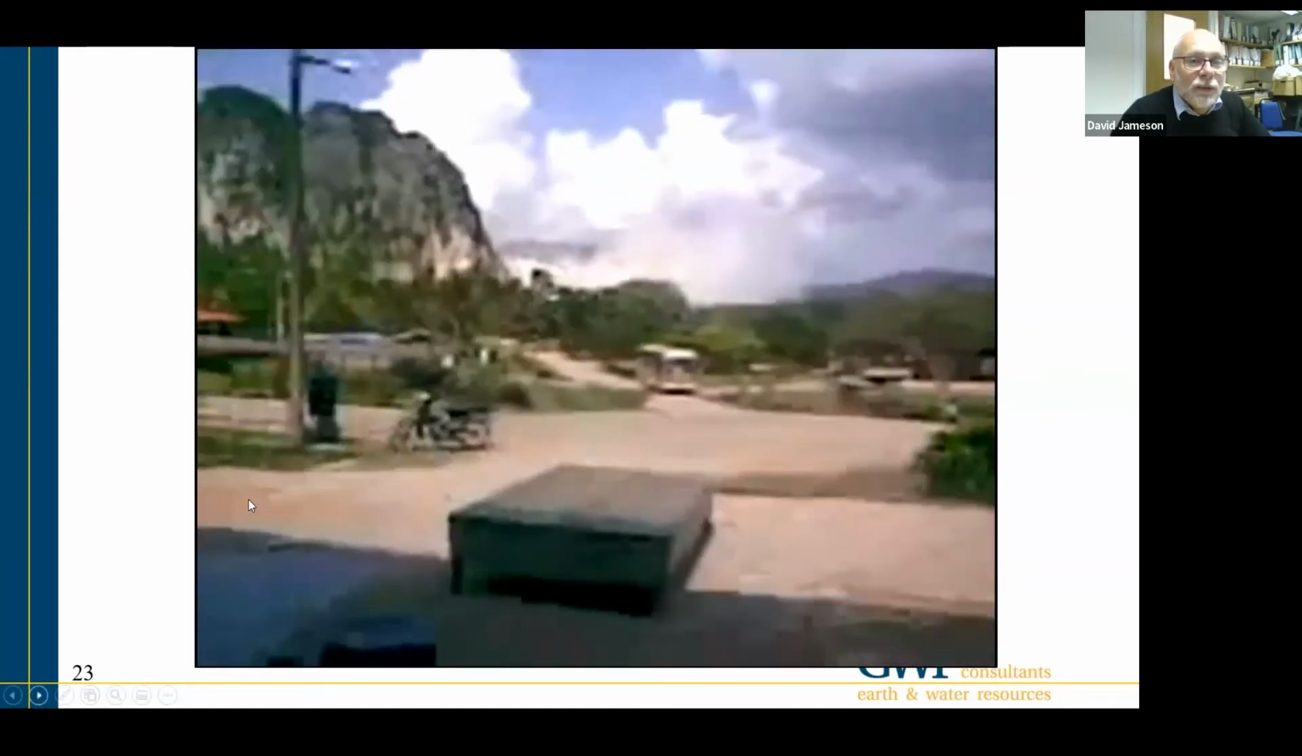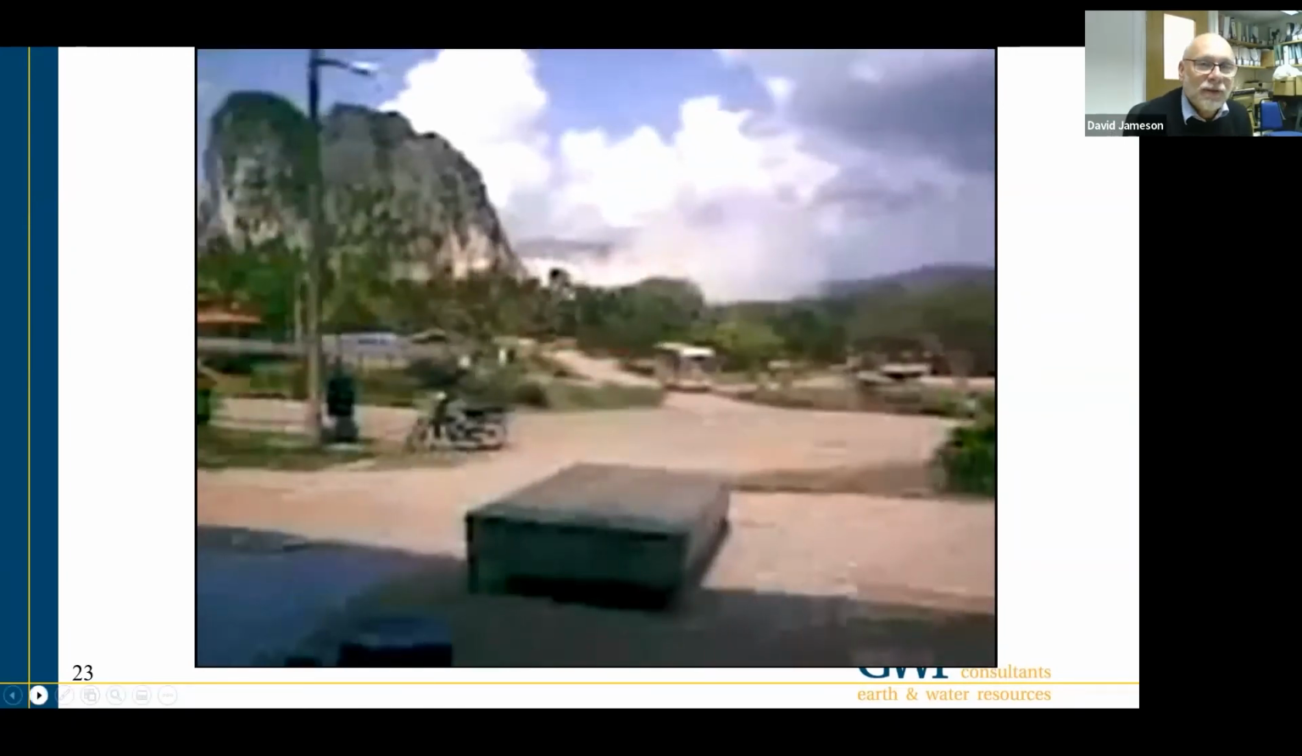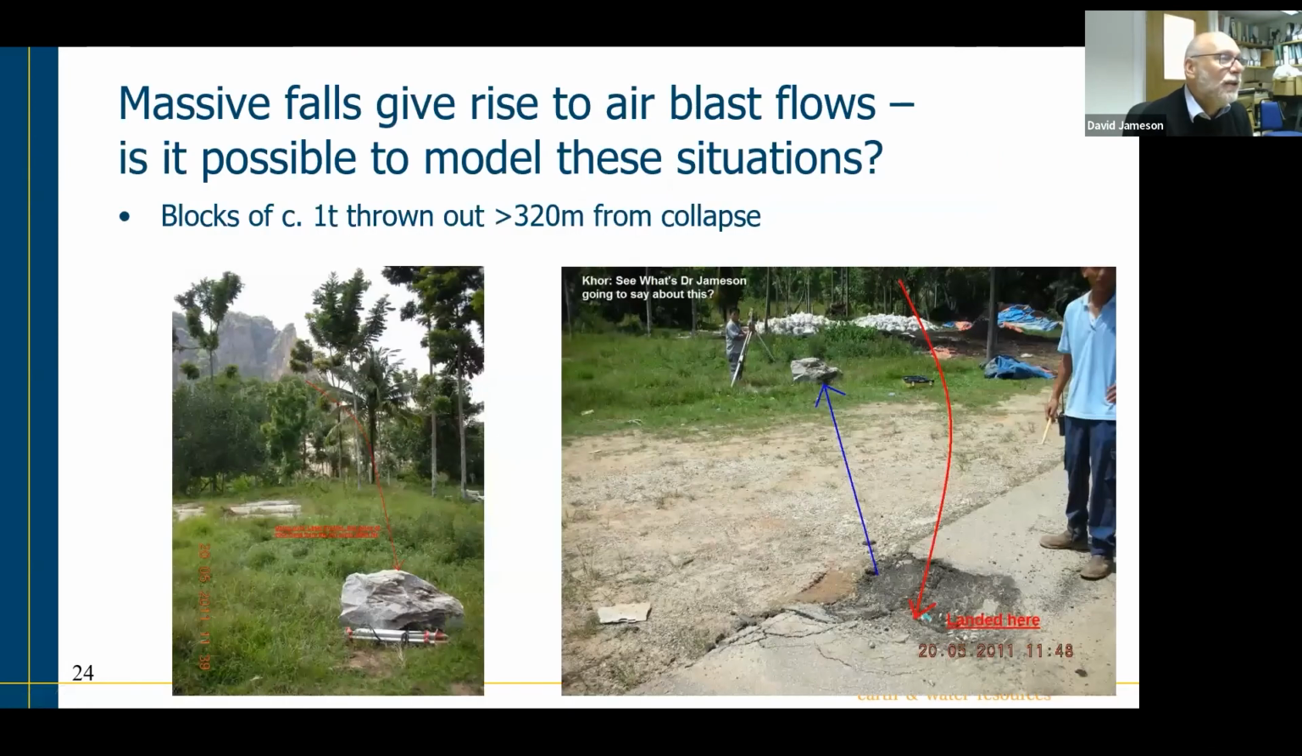You can see that was quite a dramatic example of what would happen if a very large block of material fell from the slope. I'm talking about a few 100,000 tons of material there. But those massive falls give rise to large air blasts as well, and it's possible to throw large blocks of material for hundreds of meters out from the toe of the slope. So in that particular incident, I've just shown a couple of slides of a 1-ton block, which was thrown 320 meters from the toe of the collapse.